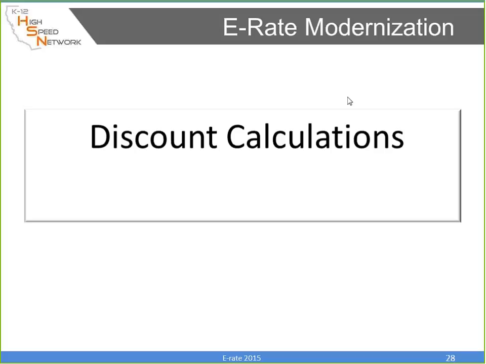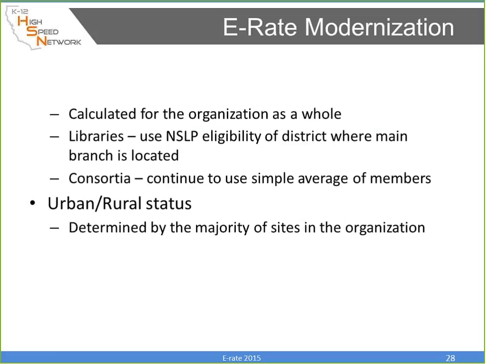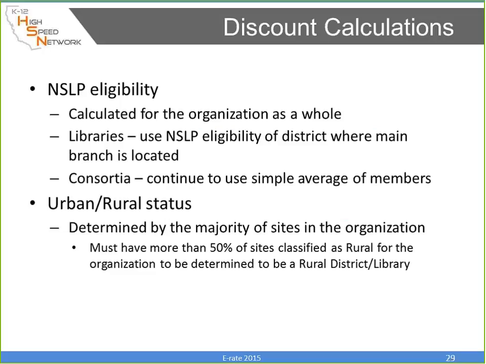At this point, let's go ahead and talk about discount calculations. Now that we know you're eligible, how much do you get? It's based on two things: your NSLP eligibility, how many of your students qualify for the National School Lunch Program. They don't have to use it, they just have to qualify for it. It's calculated for the organization as a whole, and library systems would use the NSLP eligibility of the district where the main branch is located, because obviously they don't have a student population.